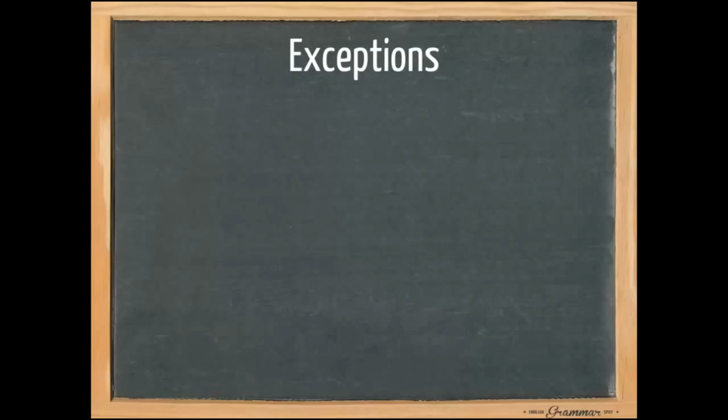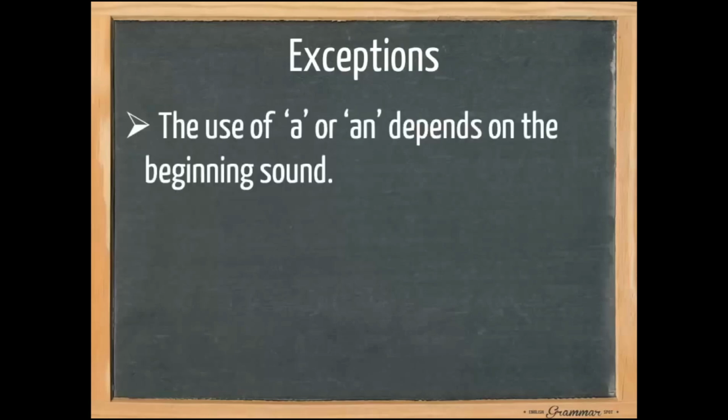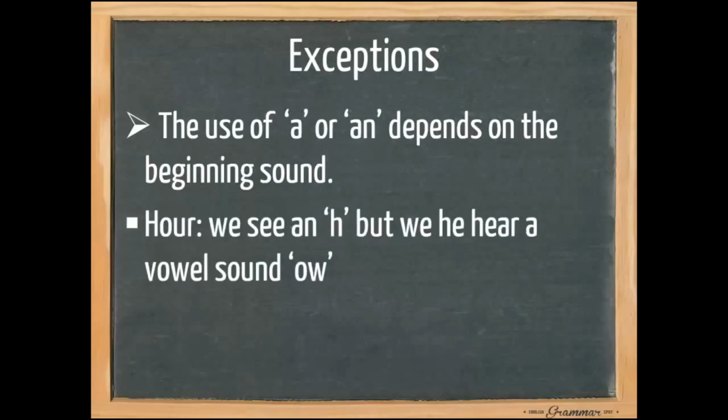Now there are some exceptions. The use of a or an depends on the beginning sound, so the word might start with a consonant or a vowel, but we really need to listen to how the word is pronounced. For example, hour. We see an H, but we hear a vowel sound at the beginning, "our", and not "hour". So what do we do in this case? We use the article an because we hear a vowel sound, so we say an hour and not a hour.